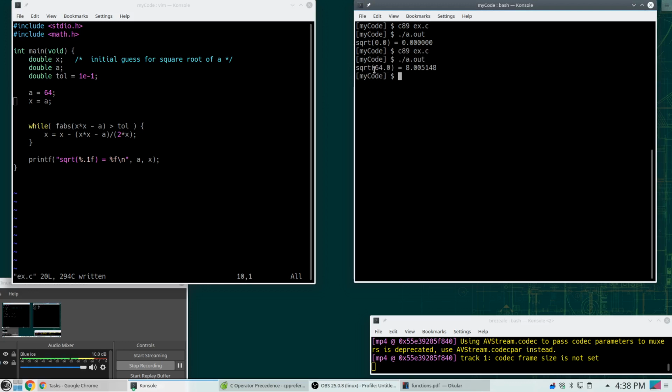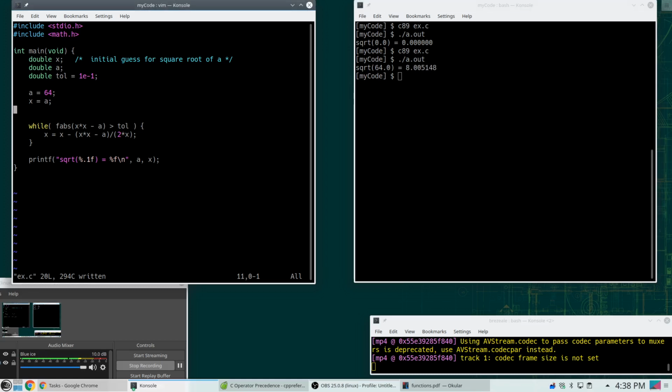So we get the square root of 64 is equal to 8.005148. Why is it not just 8? Because of my tolerance level here. This number squared is approximately 64, but apparently there is a difference between those, and we can see what it is.